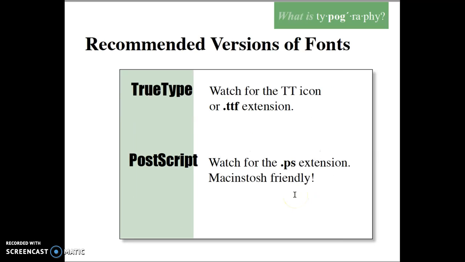And when you have fonts, your recommended versions of fonts, this is kind of obsolete now. I made this about 10 years ago, but TrueType is one of the fonts that with the TTF and PostScript is Macintosh friendly. And then there's OTF, OpenType, which I believe moves between the platforms pretty easily. What's on your system will generally work so long as you keep your PowerPoint on that system.